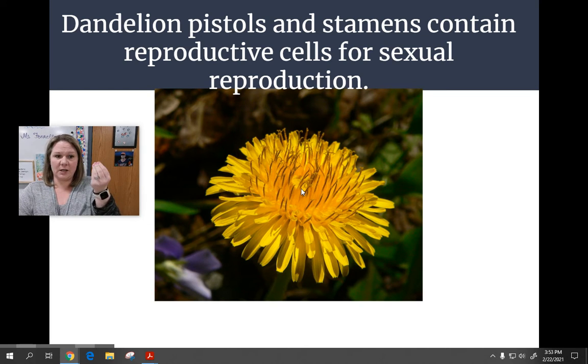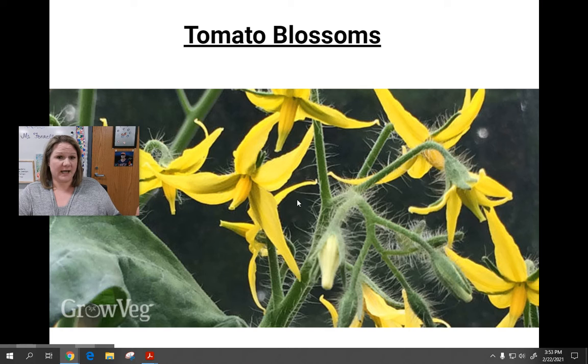The flower then closes. The seeds are formed at the bottom of the ovary. Then it opens up and the wind blows the seeds away. That's kind of how a dandelion works.